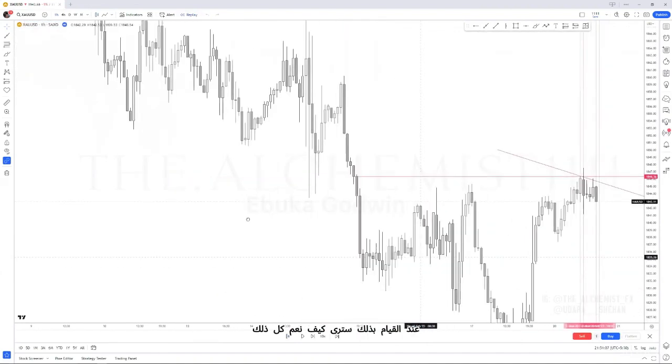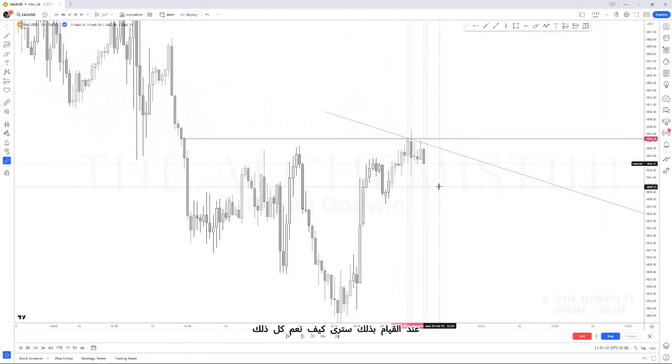When you keep doing this, you will see that the best moves, the reversals, the continuations and the best setups are always played out at this time of the day.